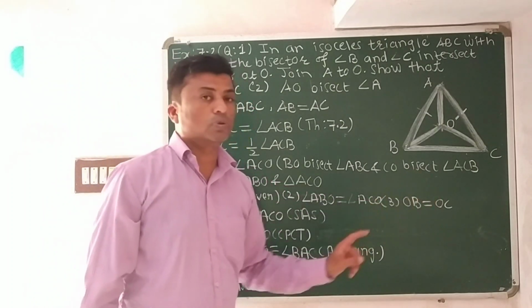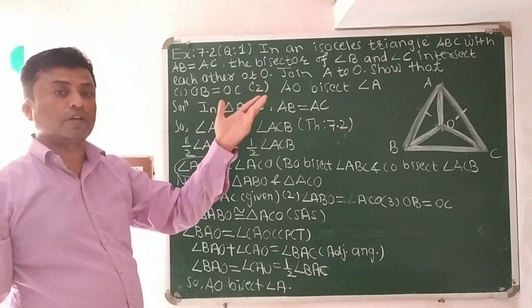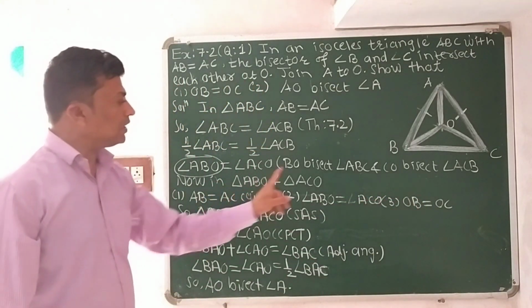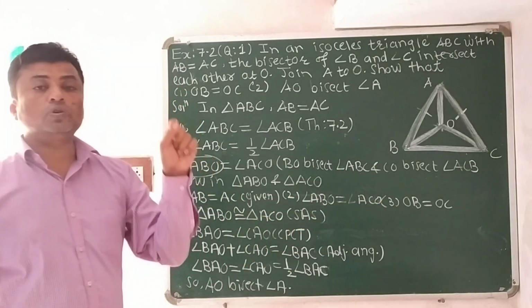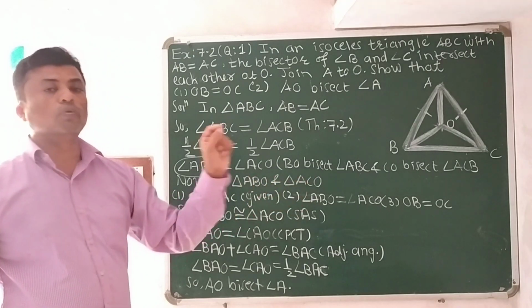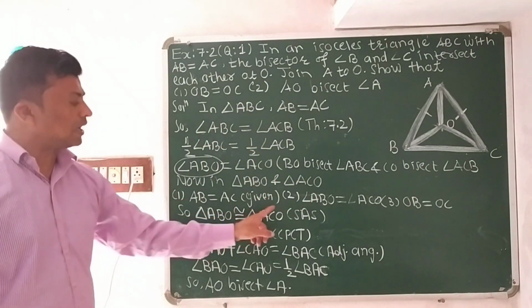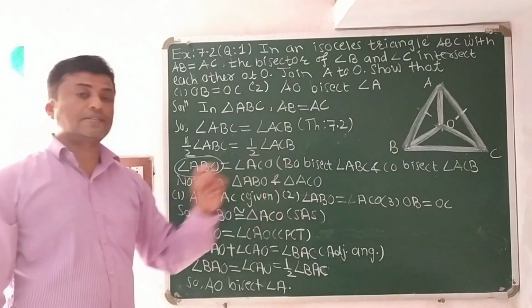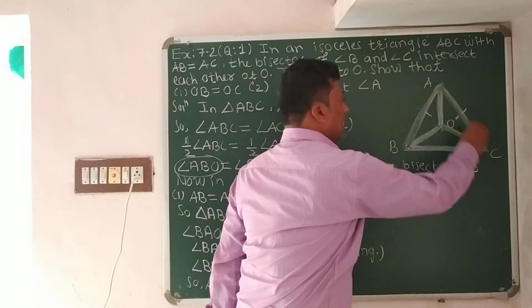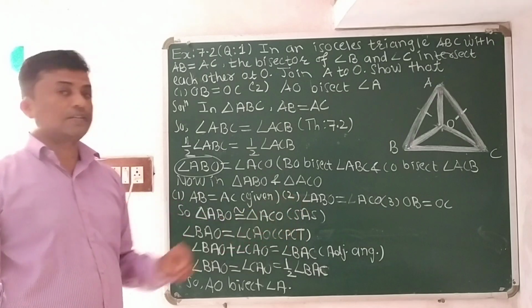Third, OB is equal to OC. See children, OB is equal to OC, already we proved in the previous question. Now see children, side, angle, side. So according to the SAS congruence rule, triangle ABO and triangle ACO both are congruent to each other. Triangle ABO is congruent to triangle ACO according to the SAS rule.